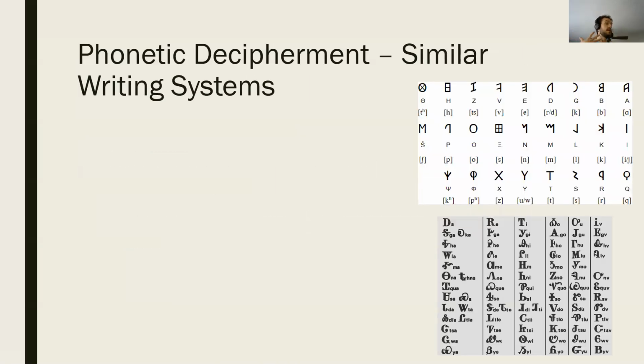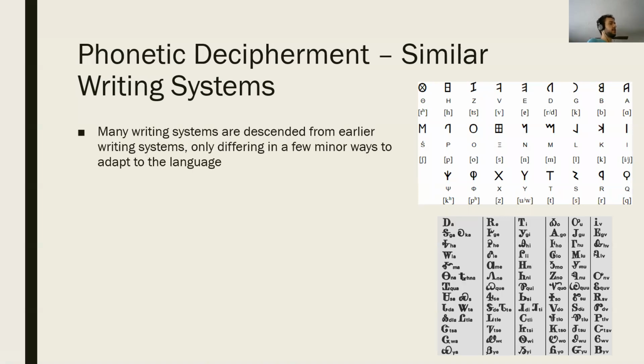Another very helpful way for phonetic decipherment is to look at an example of a similar writing system. We know from our unit on writing systems that many writing systems are descended from earlier writing systems, making only minor modifications. This is pretty helpful for a decipherment, because we already know what a lot of the symbols might represent.